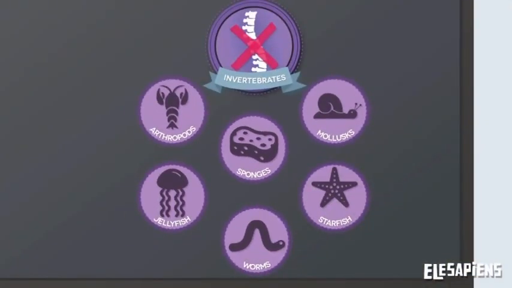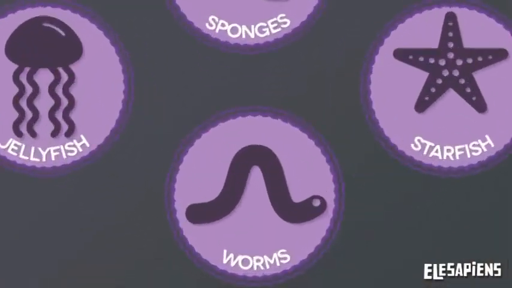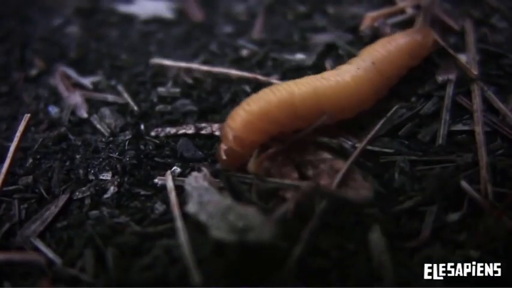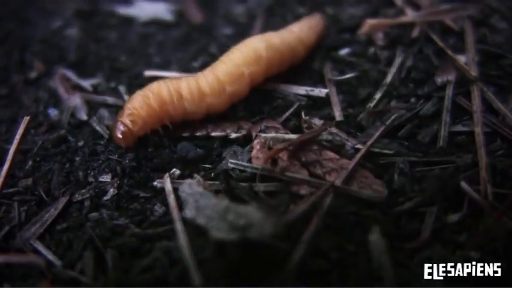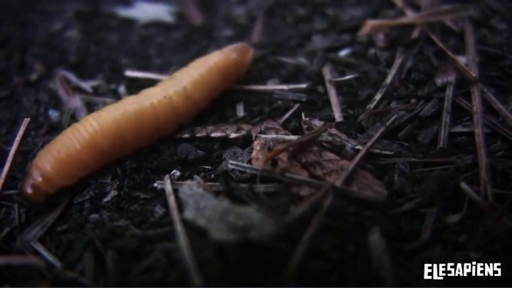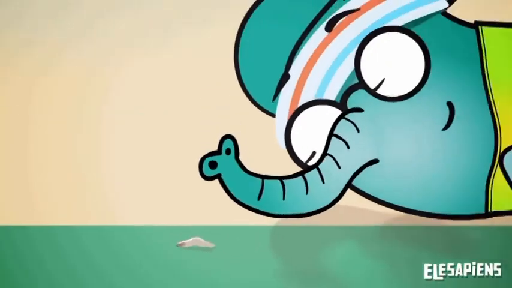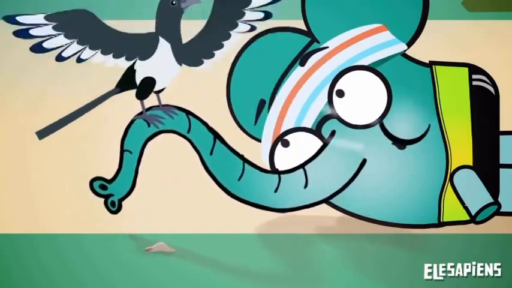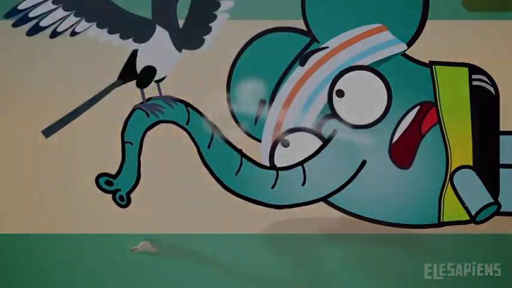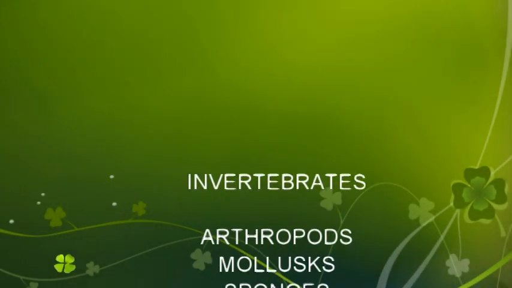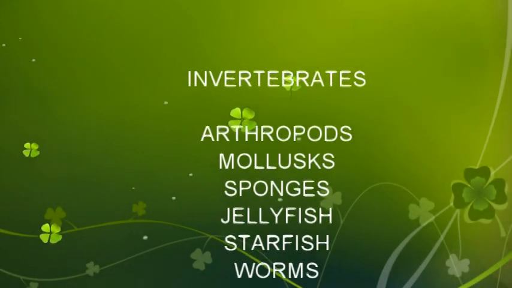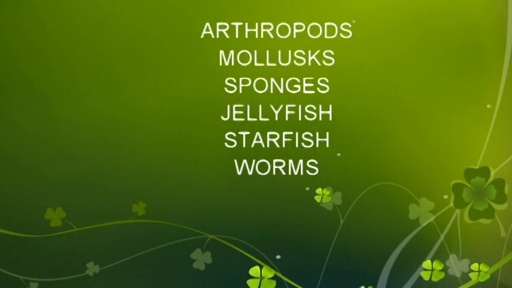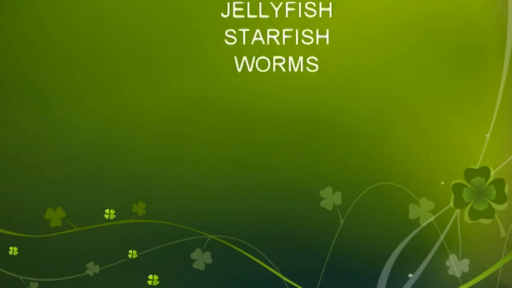And let's not forget the group of invertebrates that we are all familiar with, the worms. They're terrestrial or aquatic animals with an elongated body and without legs. Okay, and that's all about invertebrates. So we classify them as arthropods, mollusks, sponge, jellyfish, starfish, and worms.